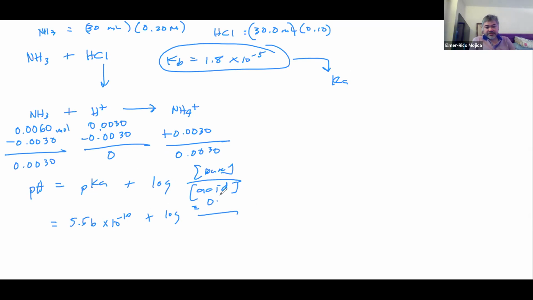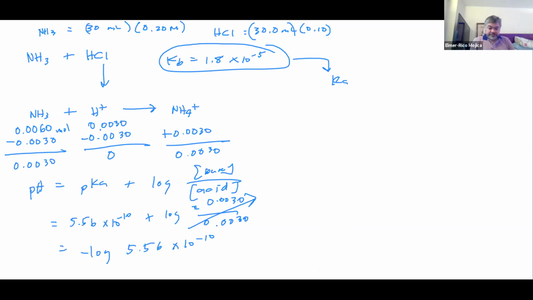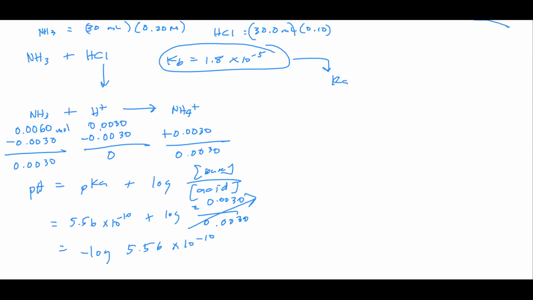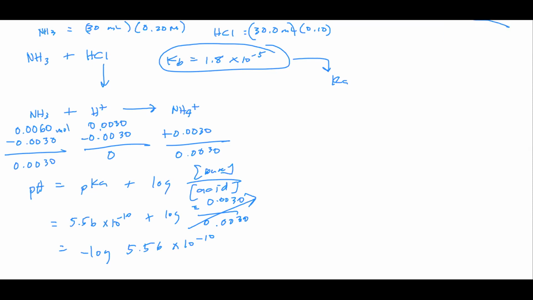So it's just 0.0030, right? And then when they cancel out, because it's just 1, so log of 1 is equal to 0. So whatever is the negative log of this, that's the answer that you will have. And that is equal to what? 9.25. So that's one way to solve it.